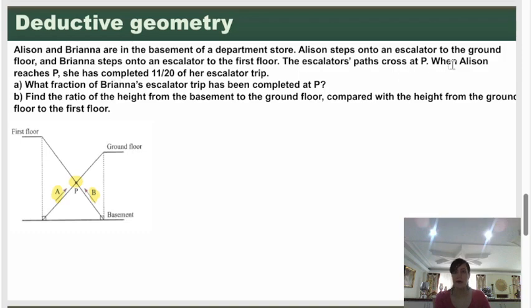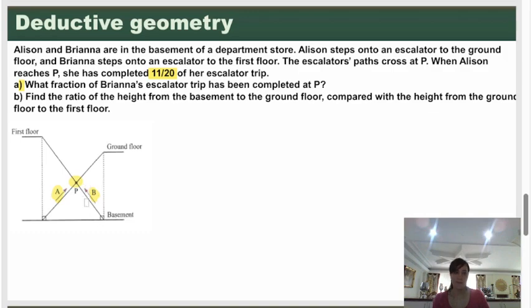When Alison reached P, she had completed 11 out of 20 of her escalator trip. When she arrived here, she had passed exactly 11 out of 20 of this trip. Part A asks what fraction of Brianna's escalator trip has been completed at P.